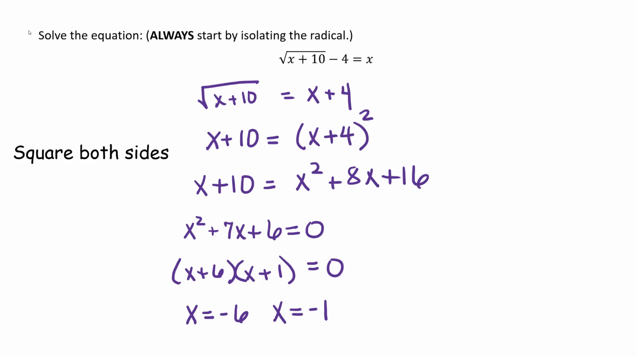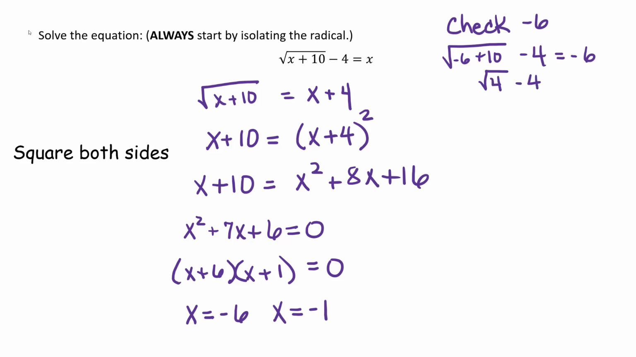But we have to remember that we may have added solutions that don't actually work in the original equation. So we need to check both answers to make sure they actually work in the original equation before we did anything to it. So we will check -6, put it in there. We've got the square root of -6 plus 10 minus 4 is supposed to equal -6. Square root of 4 minus 4 is not going to equal -6 because that's 2 minus 4. So 2 minus 4 does not equal -6. And so therefore -6 is not a solution.